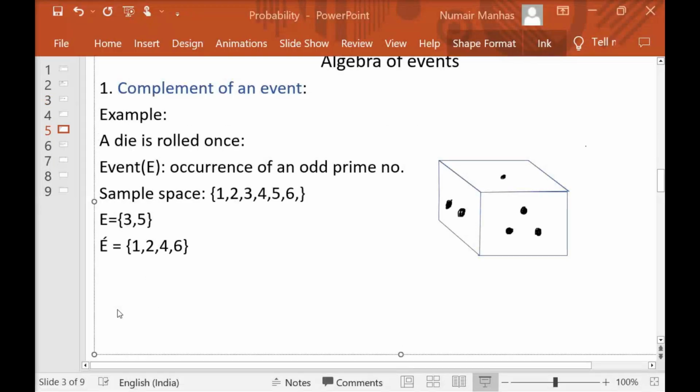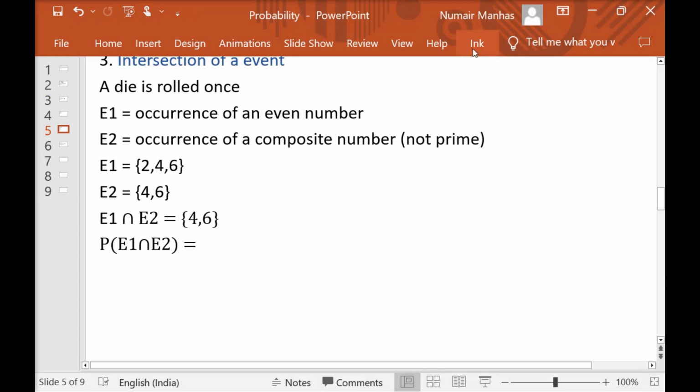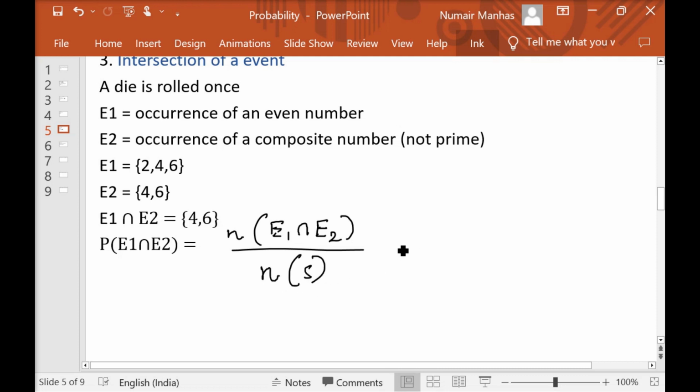The probability will be the number of outcomes in E1 intersection E2 divided by the total number of outcomes, or the sample space. So we have two outcomes divided by a sample space of 6. It comes out to be 1 by 3.